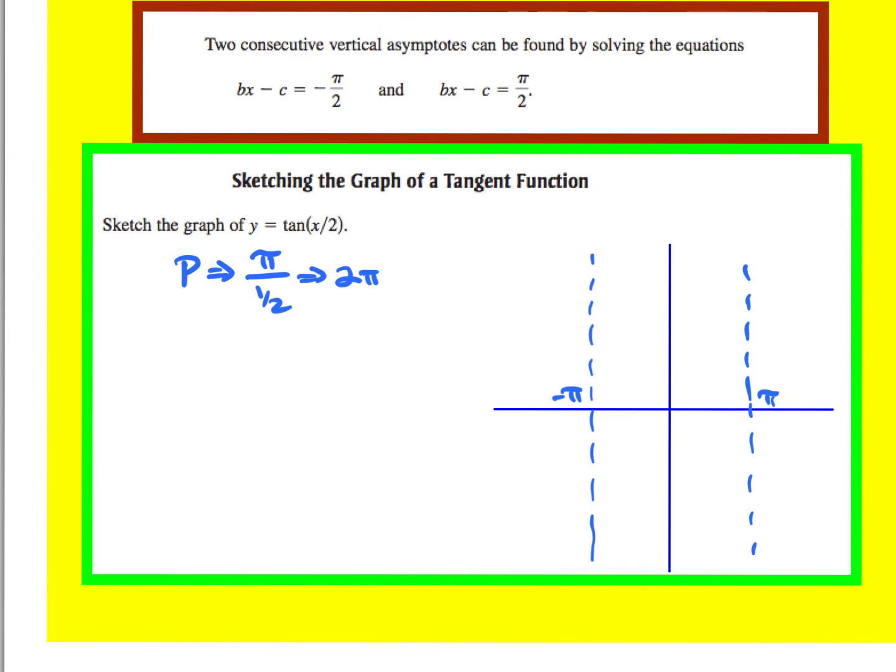Now, what does tangent normally do? Which way does it go? It goes up. And we're done. Pretty good?